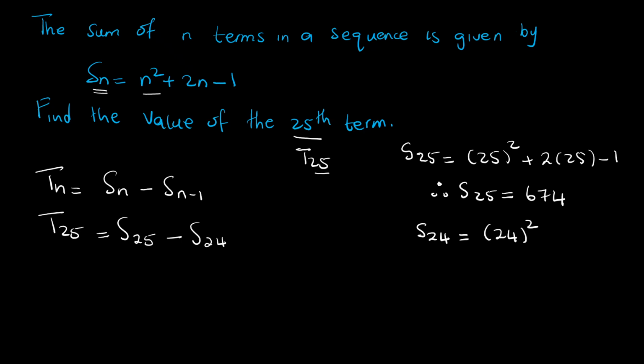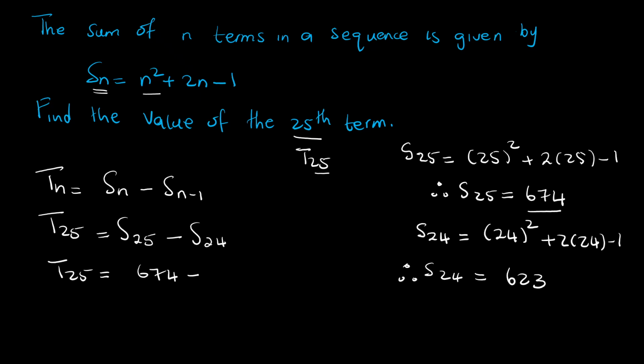So this will be 24 squared plus 2 into 24 minus 1. So now what is the sum of 24 terms? The sum of 24 terms is 623. So now this tells us that T25 will be equal to, we need to substitute, 674 minus 623.